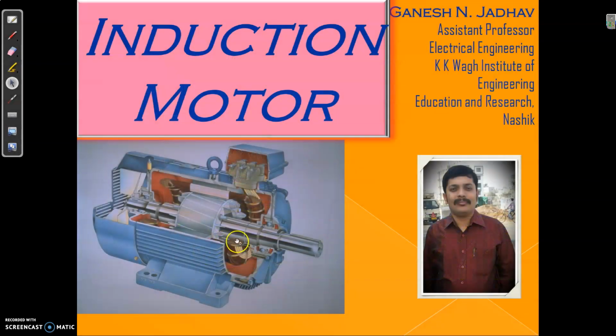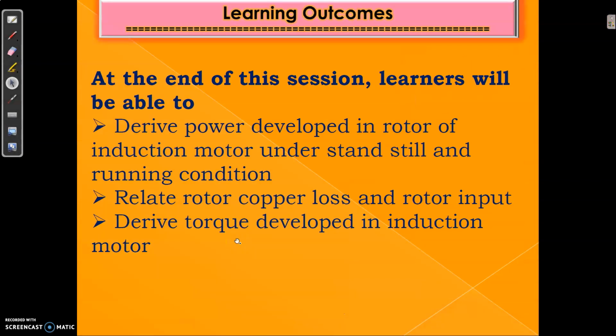So let's begin with our learning outcomes. At the end of this session, the learner will be able to derive the power developed in the induction motor under standstill and running condition. They must be able to relate the rotor copper loss and rotor input. What is the relationship between rotor copper loss and rotor input? Derive the equation of the torque developed inside the induction motor. These are the learning outcomes for today's session.